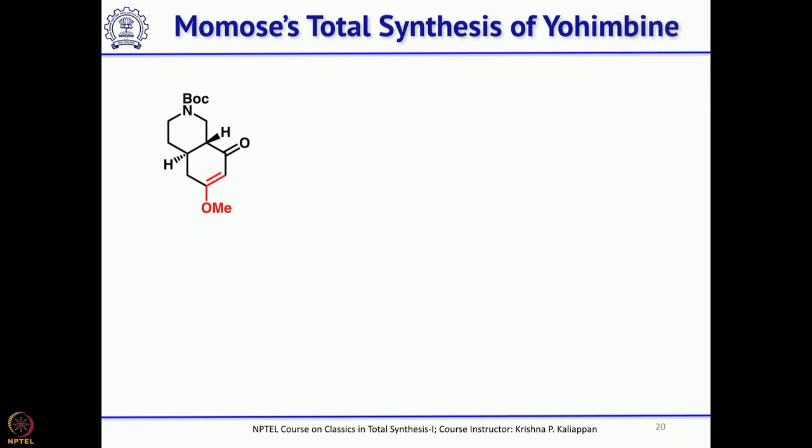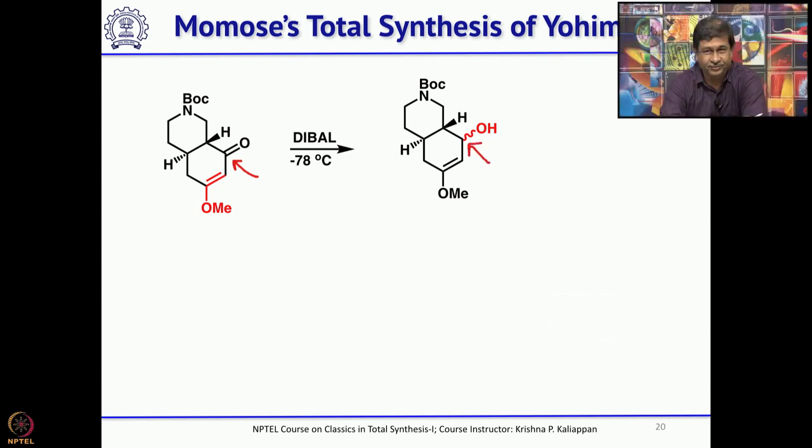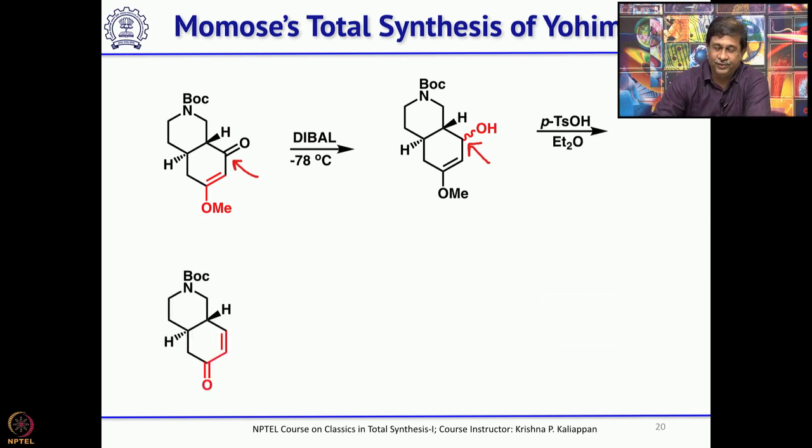So he took the enol ether. Now you can reduce the ketone. Okay, you reduce the ketone with DIBAL to get the corresponding allylic alcohol. Okay. Now if you treat with acid, okay, paratoluene sulfonic acid, so protonation will take place here. Okay. Then this lone pair will push the double bond, and in the process you will get the corresponding enone.